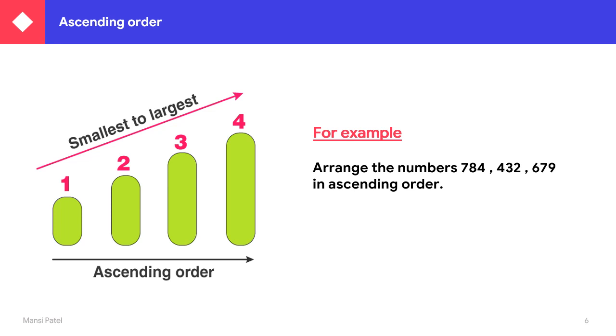So what is the answer of your ascending order? First you have to write down 432, second number 679 and third number 784. These numbers are in their ascending order. Another name of ascending order is increasing order.